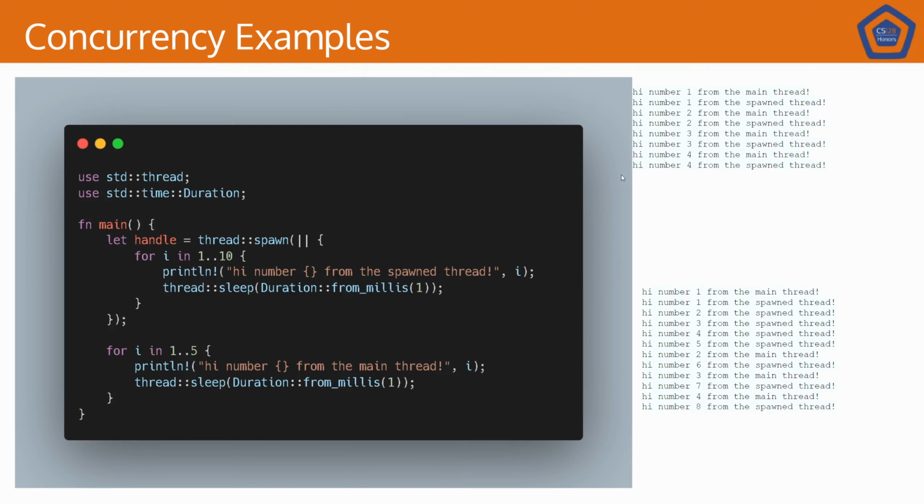Okay, let's hop back over. In our case, we have some closure, which takes in no variables and executes this for loop that prints i and then waits 1 millisecond. Similarly, outside of this, we spawn this thread, and then in the main loop, we print 1, 2, 3, 4, 5.